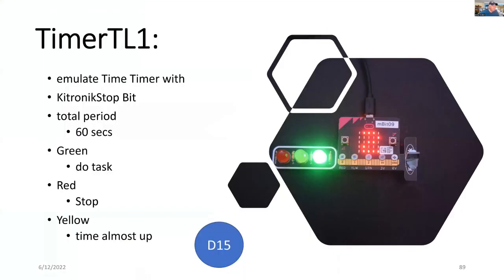And finally, the traffic light timer. So when it's green, that means we can do our task. When it's nearly time is up, it will go yellow. And when we have to stop, it will go red.